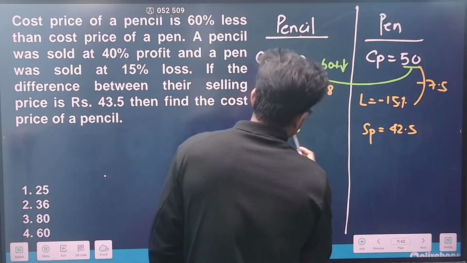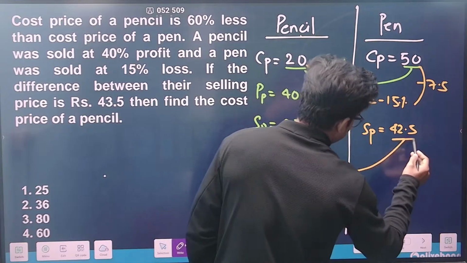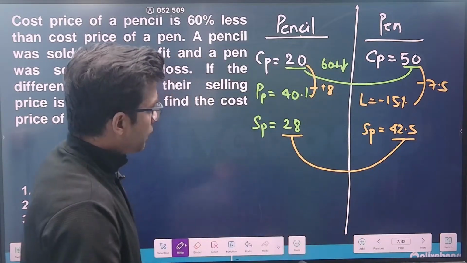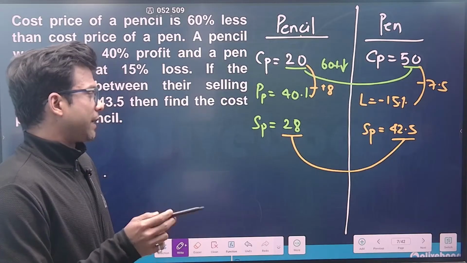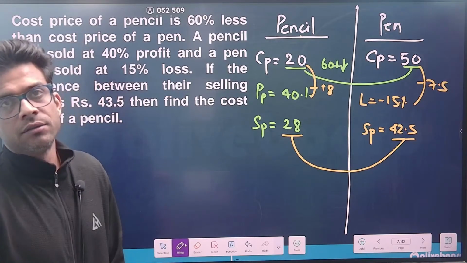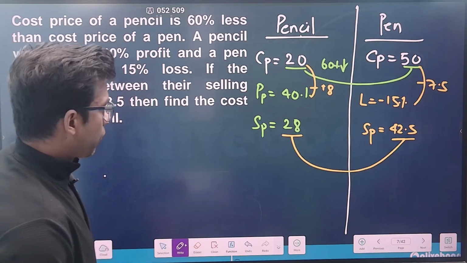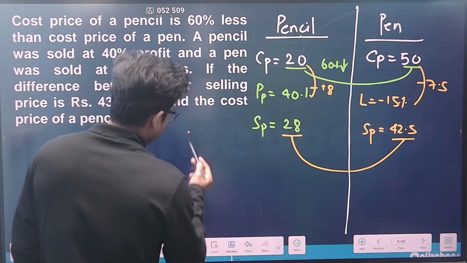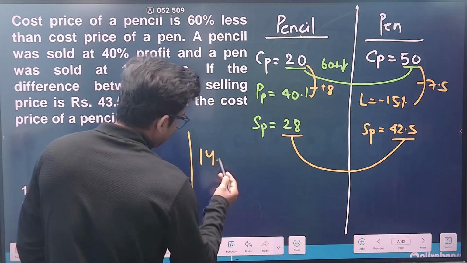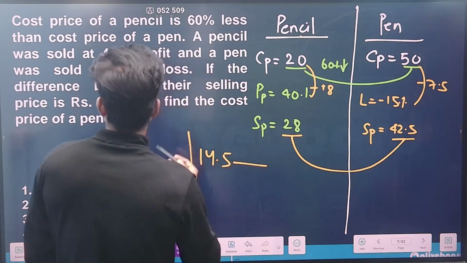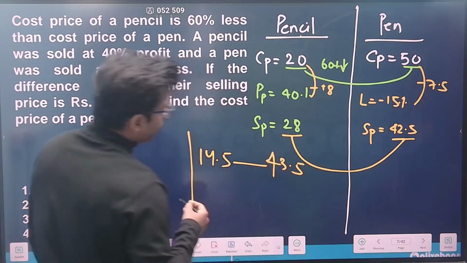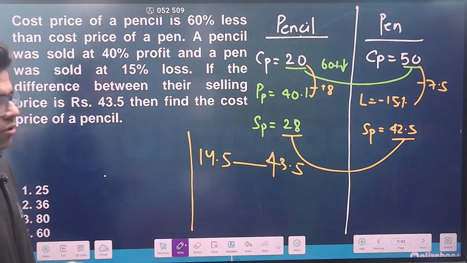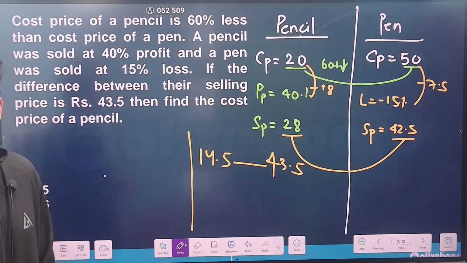So the difference between my ratio values, which I've converted, is 42.5 minus 28, which would be what? It would be 14.5. So according to me, my difference is coming 14.5, but in the question the difference is 43.5. According to the question, it is 43.5.